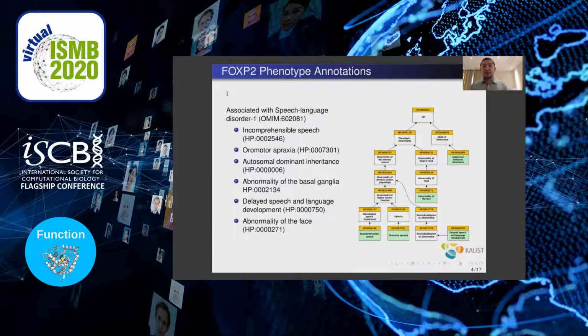For example, if we take a FOXP2 gene in human, which is associated with a Mendelian disease called speech-language disorder, this gene has annotations with HP classes such as incomprehensible speech, or motor apraxia, abnormality of face, or delayed speech and language, which are phenotypes of the same disease. And this disease also is associated with similar phenotypes.